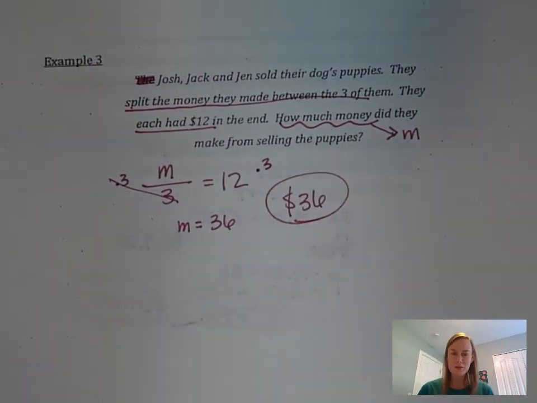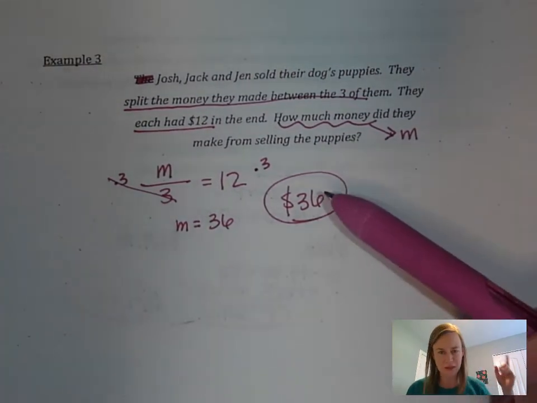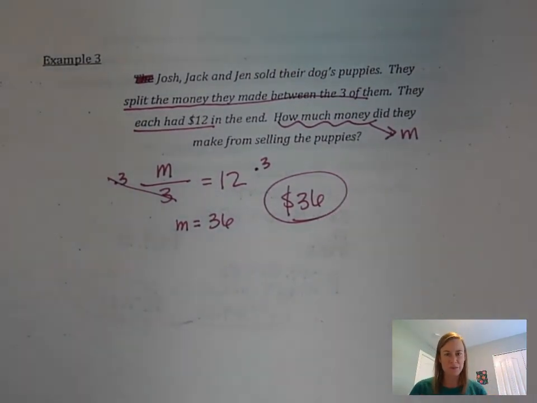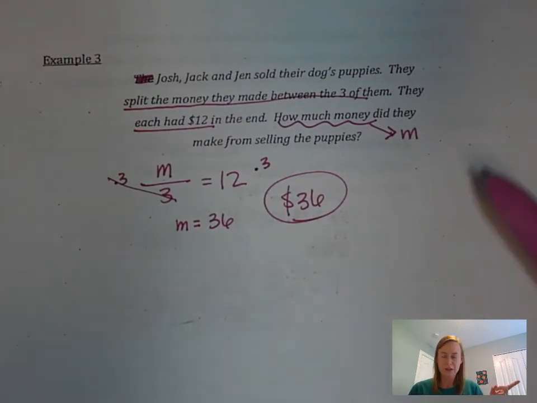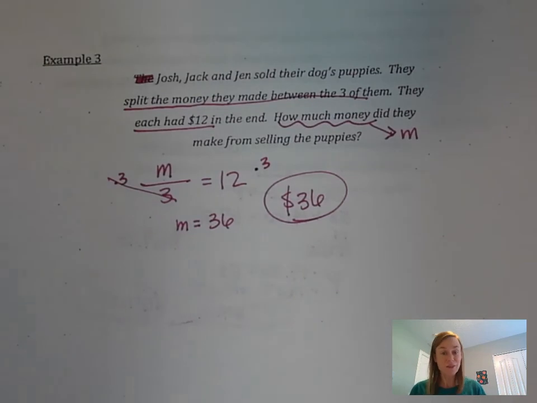Let's just read back through the problem and make sure this makes sense. We have these 3 people, and they sold all their puppies, and we think they made $36. Then they're dividing it up 3 ways, so 36 divided by 3 is 12, and they each wound up with $12. Okay, we talked through it. It looks like we got it right. So that is our final answer.